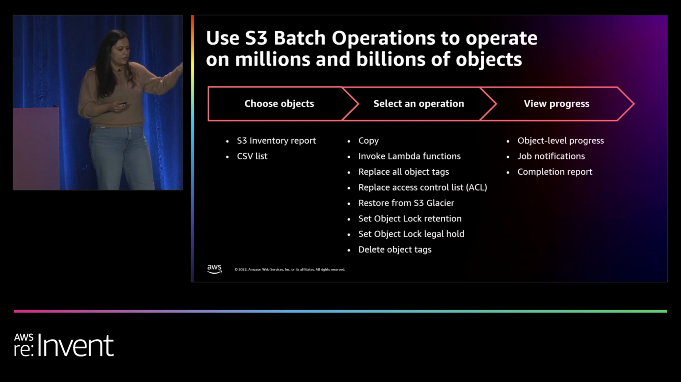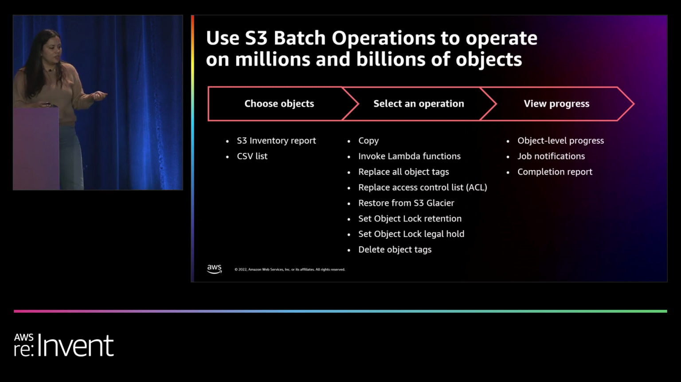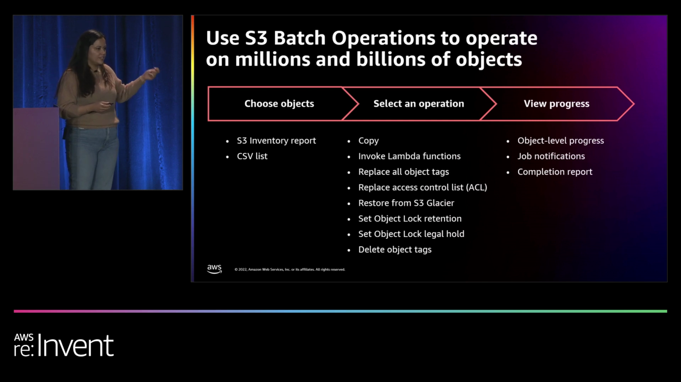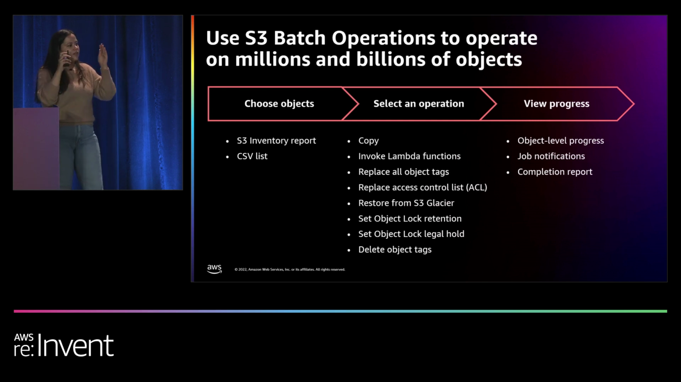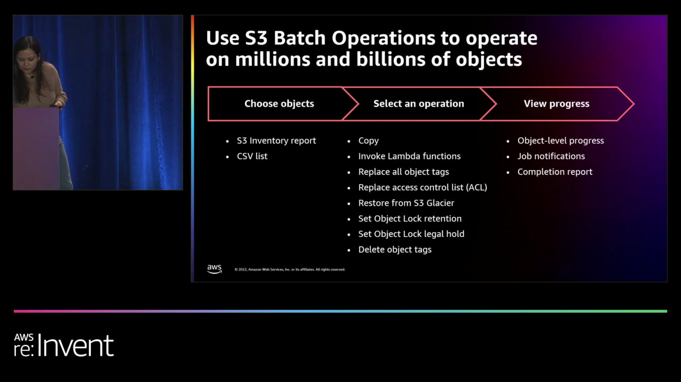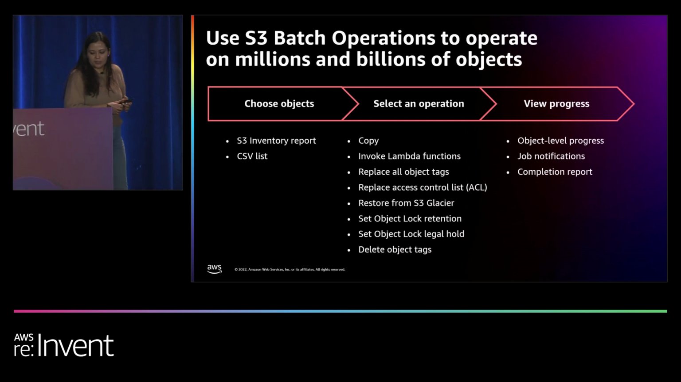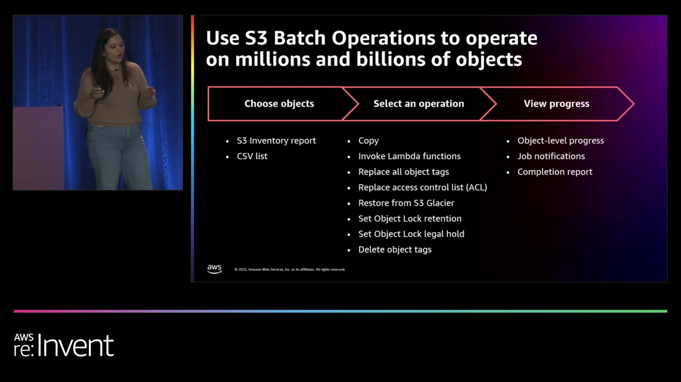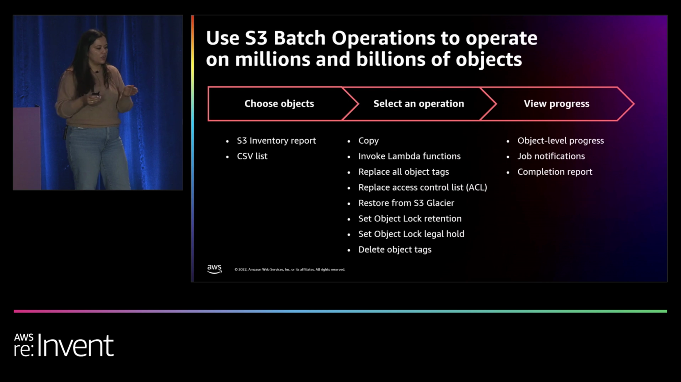So here is how it works. You first provide an input file that we generated in the previous step into the job, which could be a CSV or an inventory report. And next, you can select the operation you want to perform, which can be a copy, a Lambda function invocation, object lock retention, etc. But in this specific case, we will focus on copy because we want to create encrypted copies of our objects. And then lastly, you determine how you want to view the results through the completion report or the job notifications.